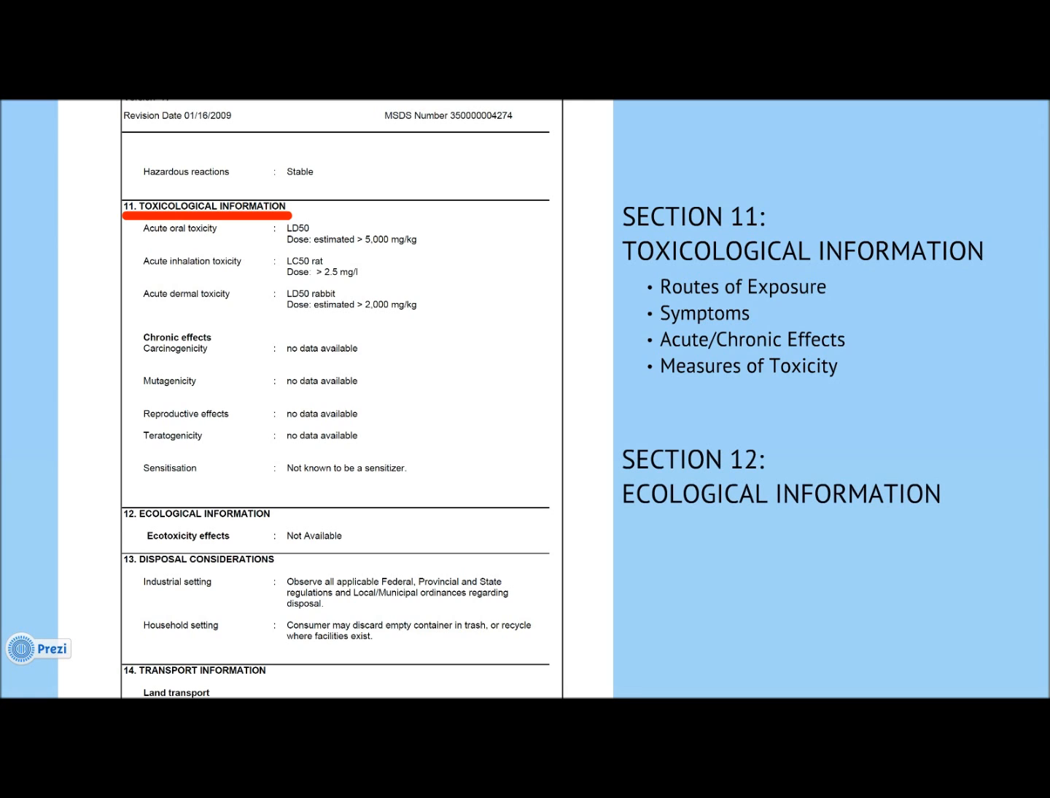Section 12. Ecological information. This section provides information to evaluate the environmental impact of the chemical if it were to be released in the environment. Such information may include effects on water and/or animal life.